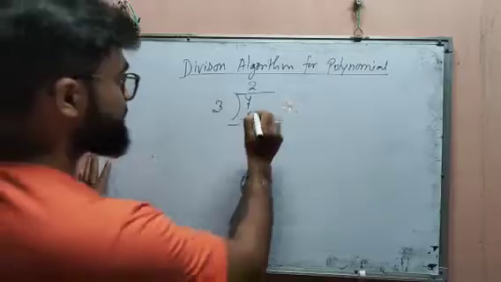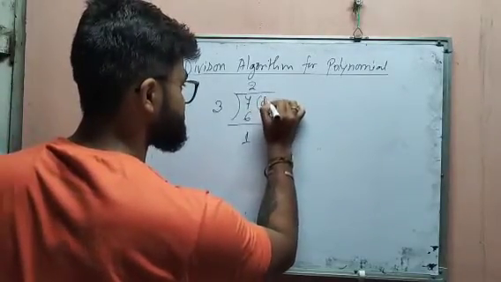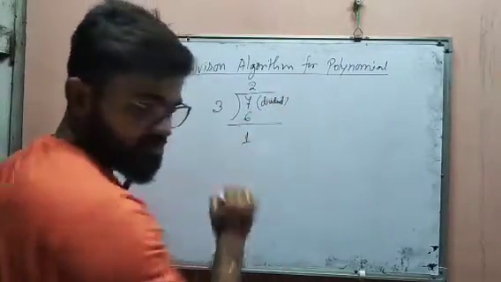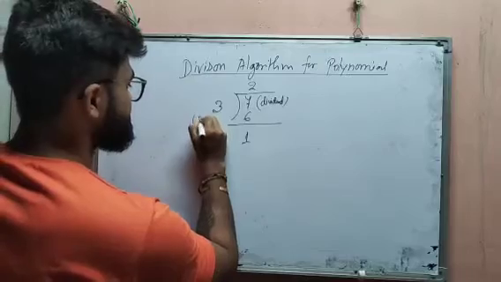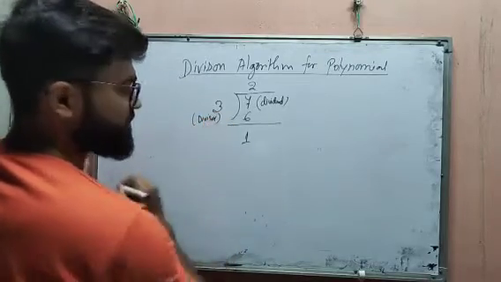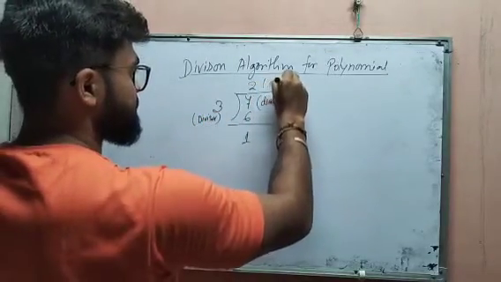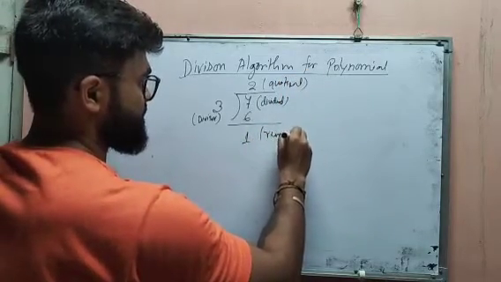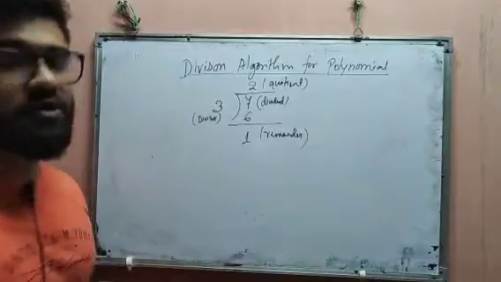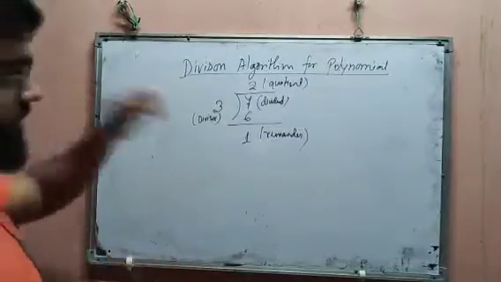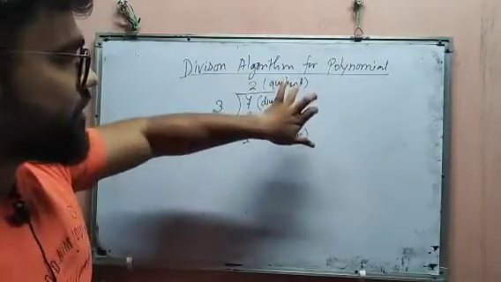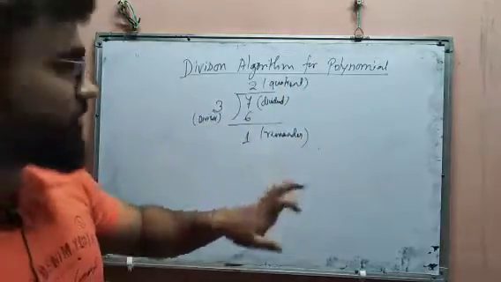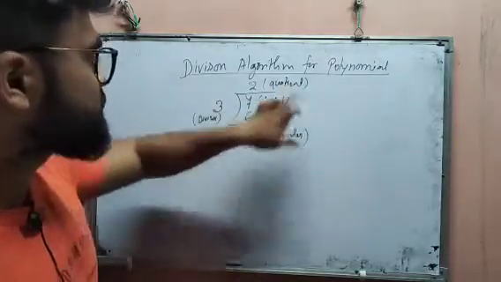So here this is considered as the dividend. Then we have another one, this 3, which is the divisor. This is the quotient, and this is the remainder. In Assamese, that is dividend, divisor, quotient and remainder.